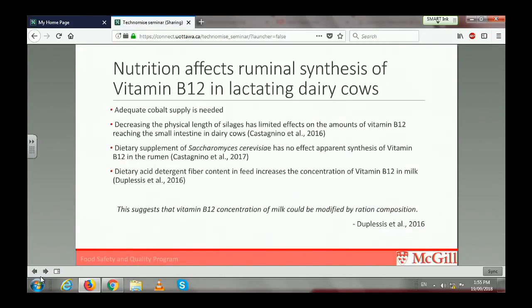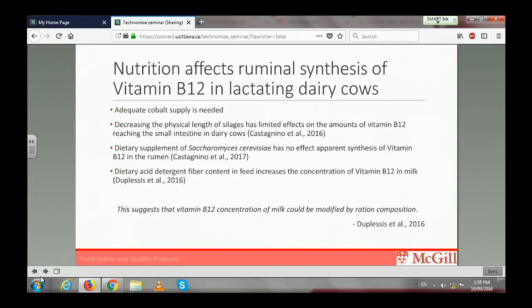So what do we know about vitamin B12, and why is it so variable in milk? First off, we have to give the cow adequate cobalt or it doesn't synthesize vitamin B12. Cobalt's needed for the actual structure of the vitamin. If we make smaller silage, which is what we feed the cow, there's no effect on the vitamin B12 production. So this doesn't really do anything.